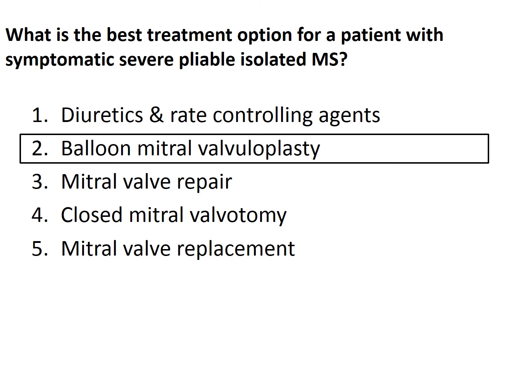Since the patient has severe mitral stenosis and is still symptomatic despite medical treatment, balloon mitral valvuloplasty is the best treatment option. Balloon mitral valvuloplasty gives better results than closed mitral valvotomy. Mitral valve repair is used in patients having severe mitral regurg. Mitral valve replacement is only an option when there is a contraindication for balloon mitral valvuloplasty in patients with mitral stenosis.